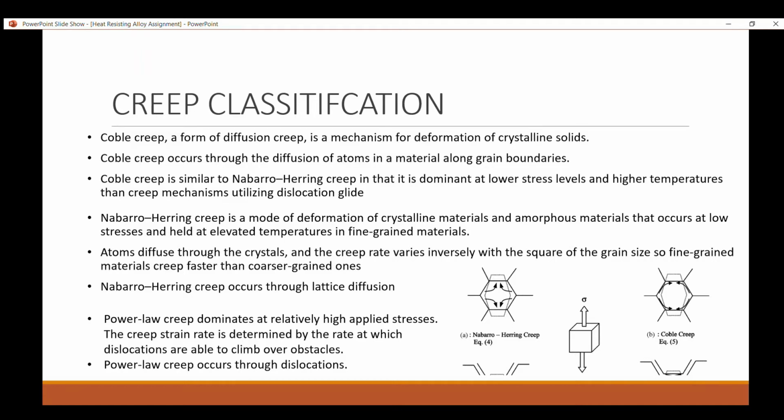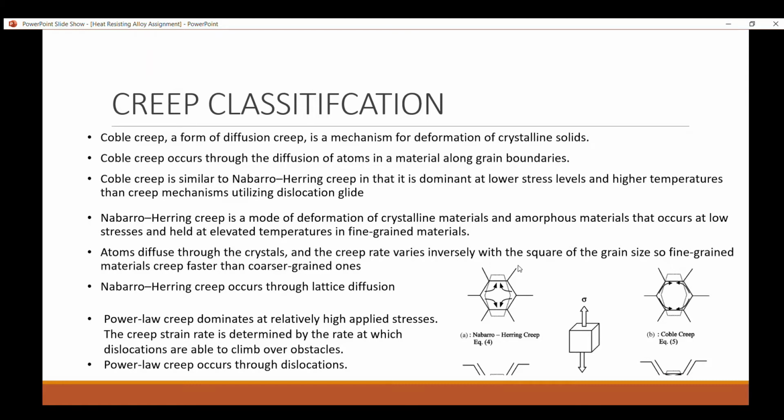Coble creep is basically a form of diffusion creep. It's a mechanism for deformation of crystalline solids. Coble creep occurs through diffusion of atoms in a material along a grain boundary. We can see from here a diagram of Coble creep when the material is applied by an external load, external stress. We can see the direction of the grain diffusion of atoms.